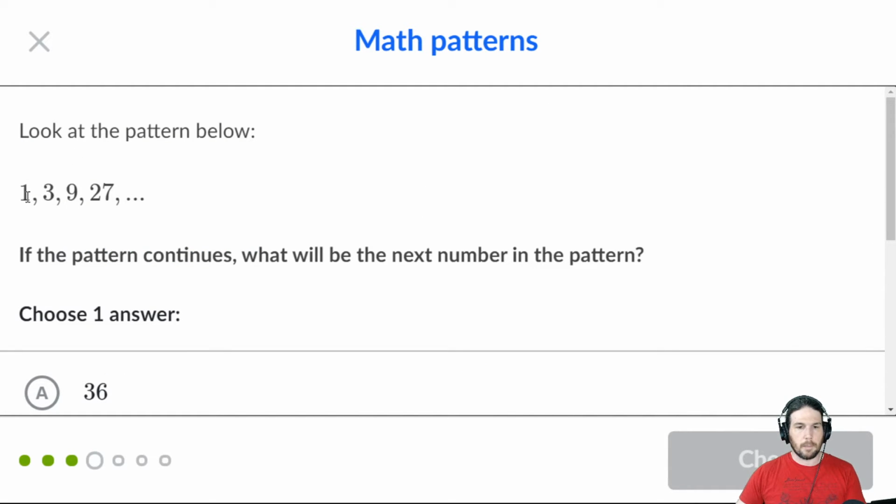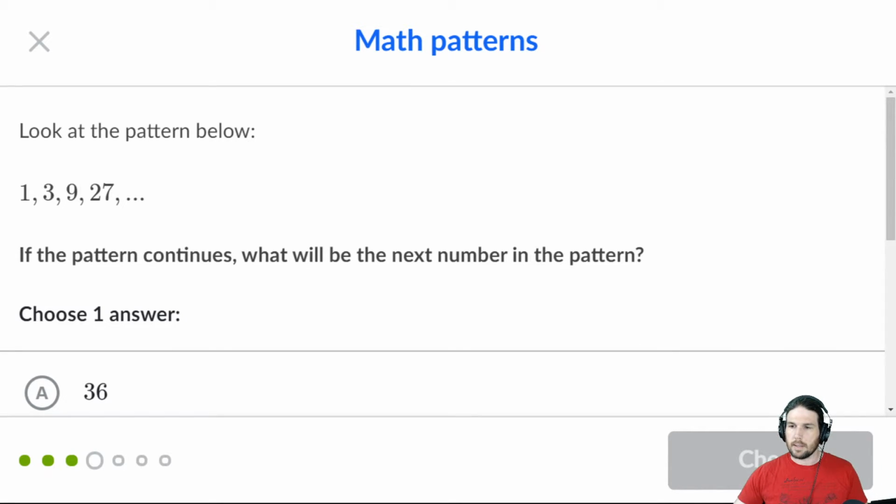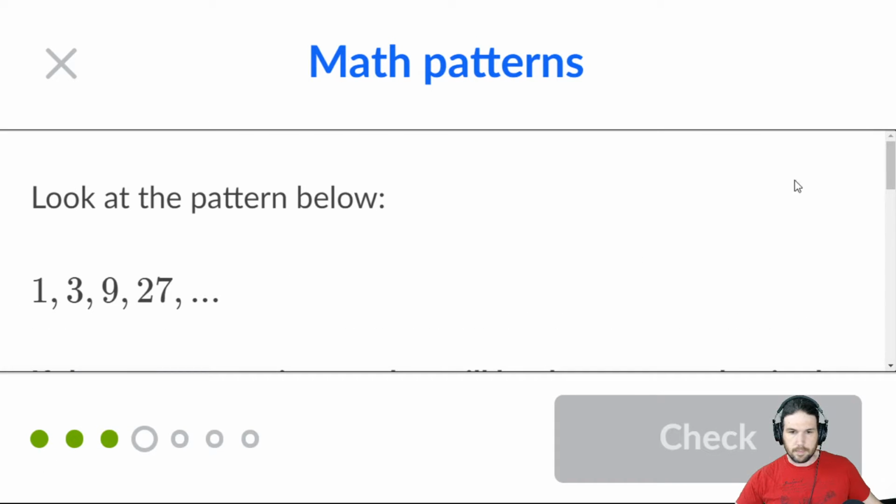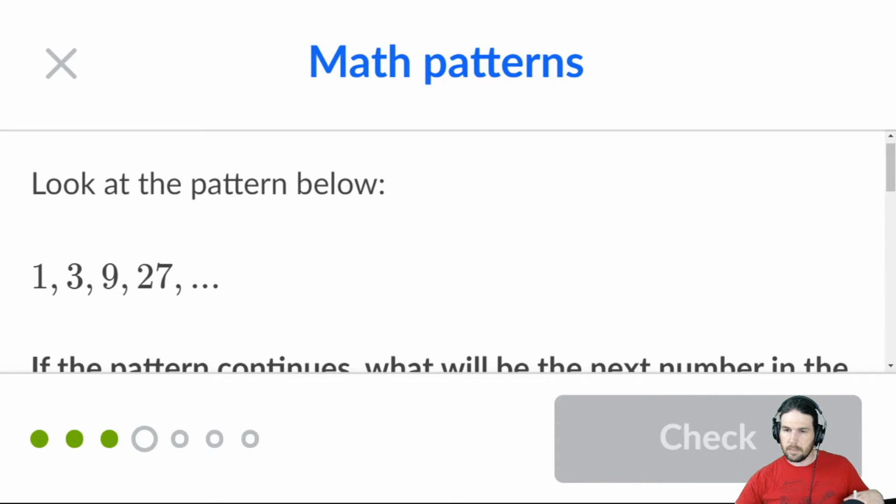Look at the pattern below. 1, 3, 9, 27. Now this is different. It's pretty clearly not adding the same amount. Let's take a look. In fact, I'm going to zoom in a little bit to make it easier to see. This is definitely different, because that's plus 2. That's plus 6. So obviously the pattern doesn't involve adding the same thing over and over again.